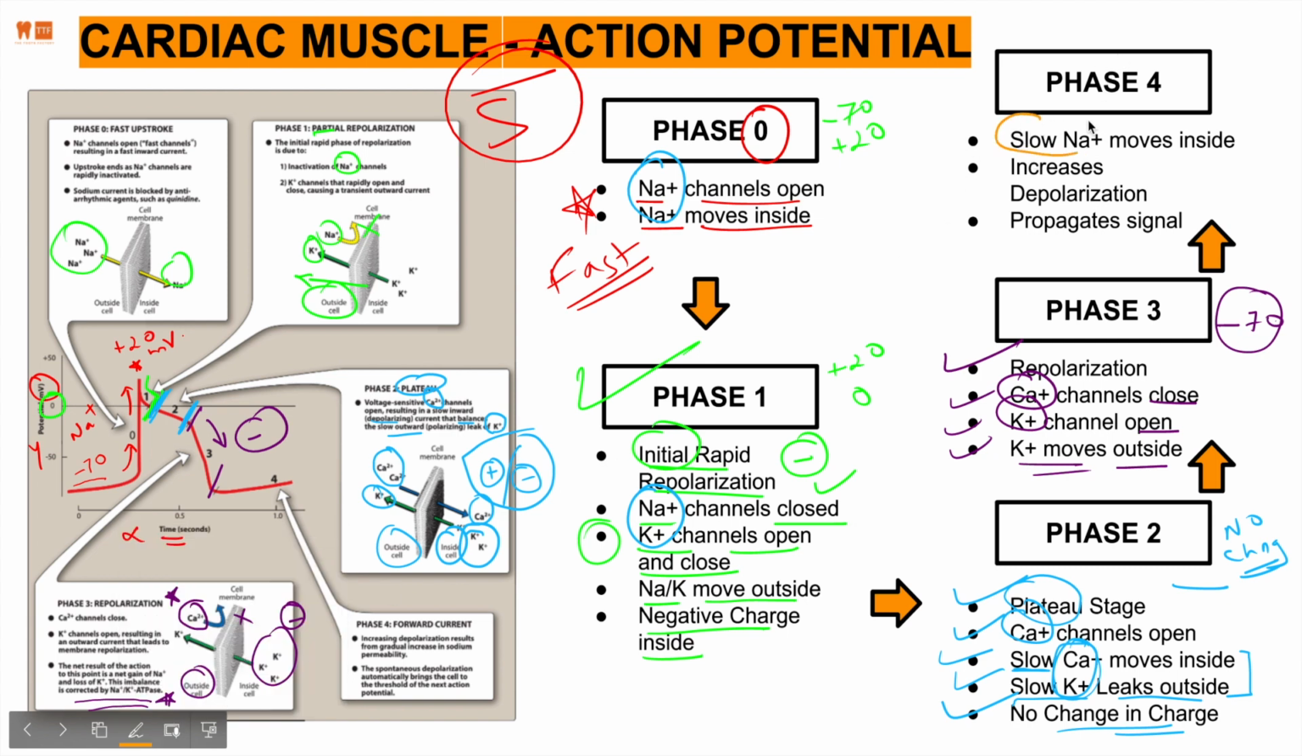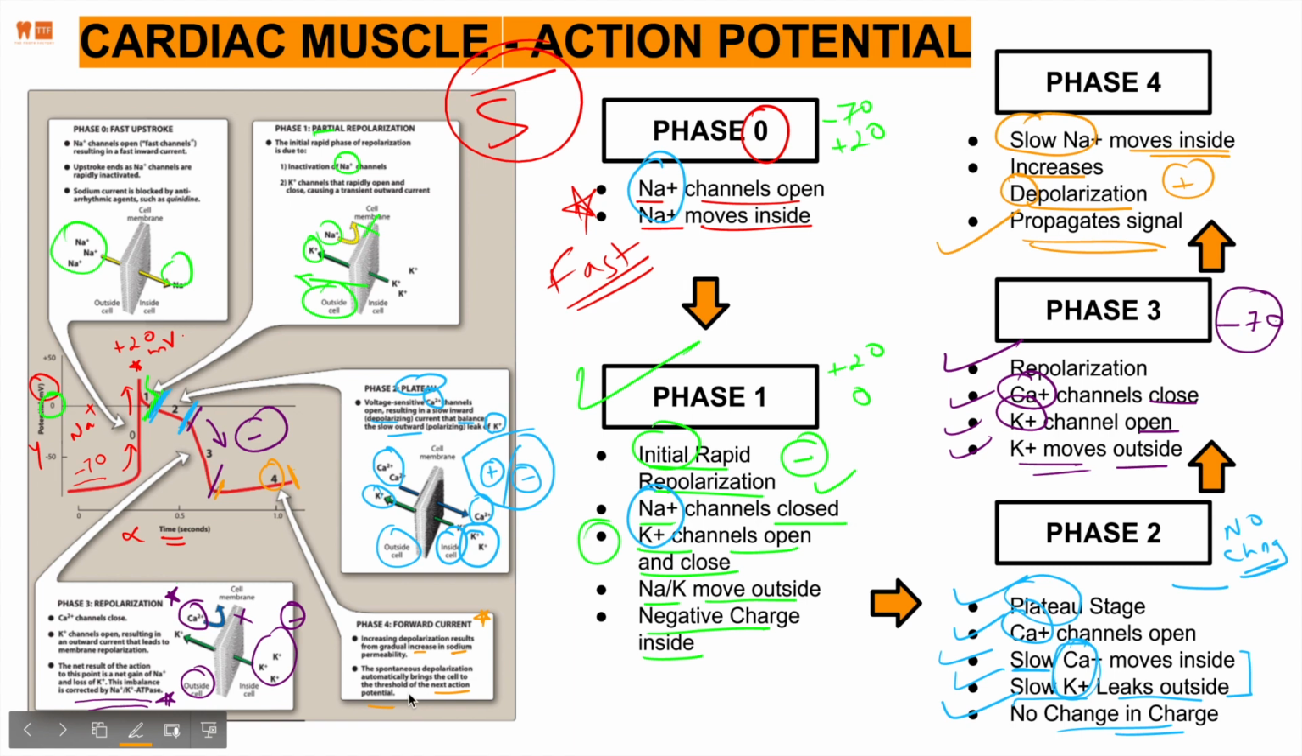Well, there is a slow sodium that moves inside, causing an increase in depolarization, which means causing a little bit of a positive charge, and then it propagates the signal because a little bit of positive charge means it'll attract more positivity. And that's from here to here. So it moves up a little bit slowly in phase 4. It moves up towards the positive. So this is known as the forward current. Increasing the depolarization results from gradual increase in sodium permeability. The spontaneous depolarization automatically brings the cell to the threshold for the next action potential.